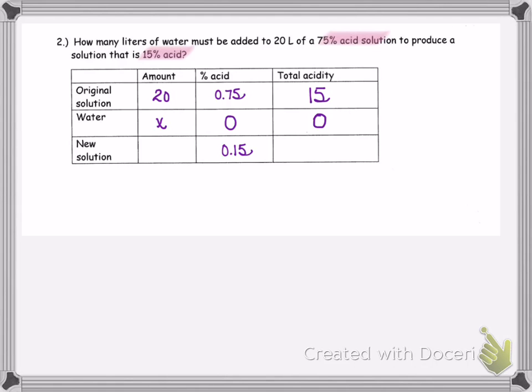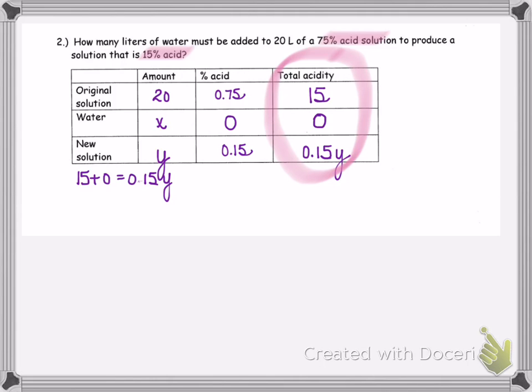I'm creating a new solution. I don't know how much, so that's going to be y. And I'm multiplying it by the 0.15. So my total acidity there would be 0.15 times y. So my two equations for my system of equations are going to come from the last column here. So I'm going to write that as 15 plus 0 equals 0.15y.